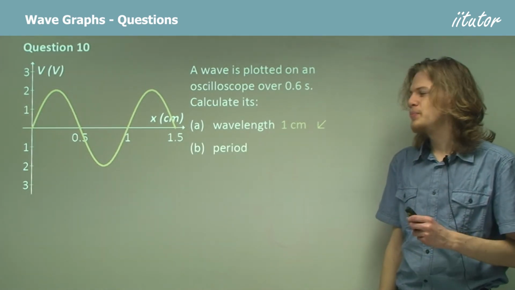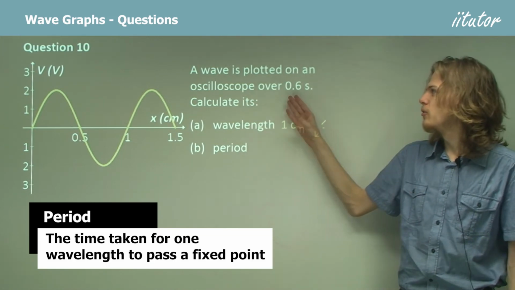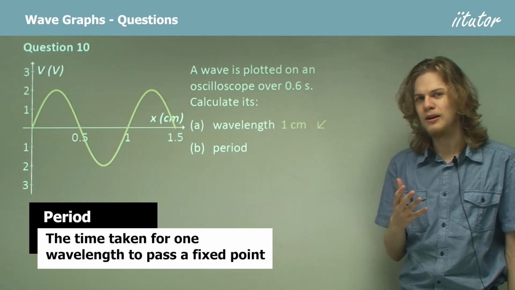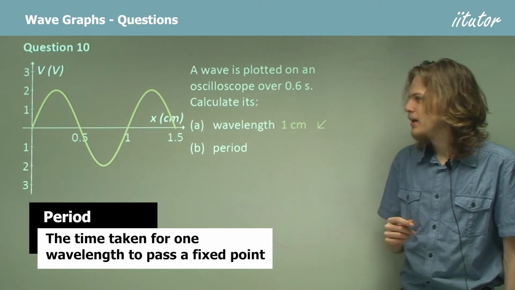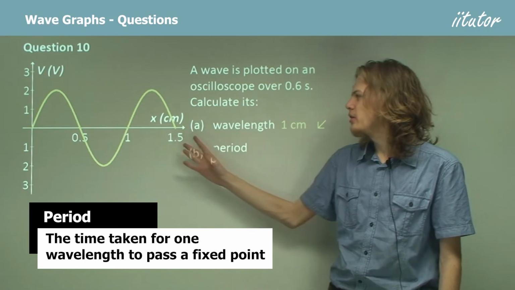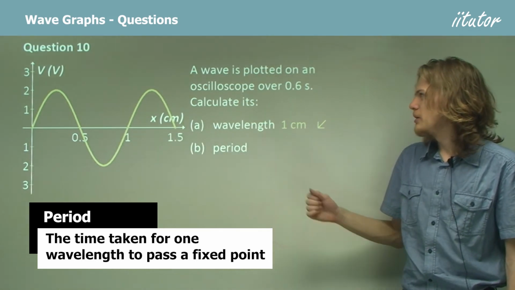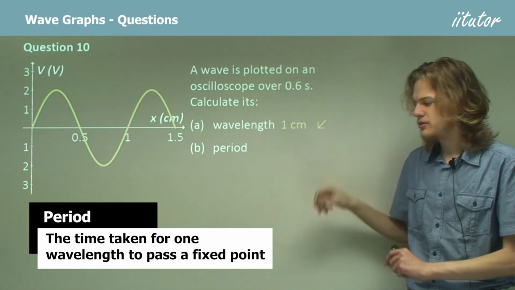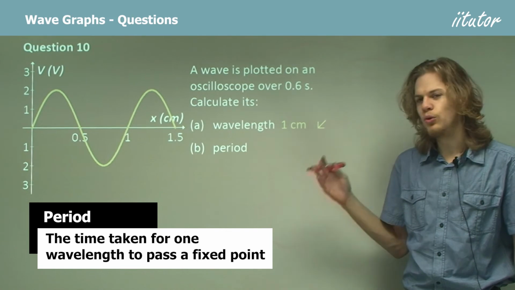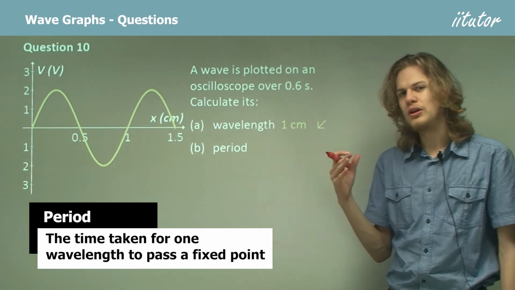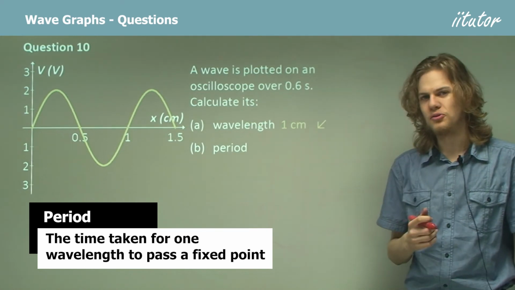All right, calculate its period. This will be a little bit harder. So to calculate its period, we'll have to know what's given to us in the part of the question here. The wave is plotted over 0.6 seconds, and in that time, we get 1.5 whole wavelengths. So that means that over 0.6 seconds, we get 1.5 wavelengths. And if we want to find its period, then we need to figure out how long it would take for just one wavelength to go by.